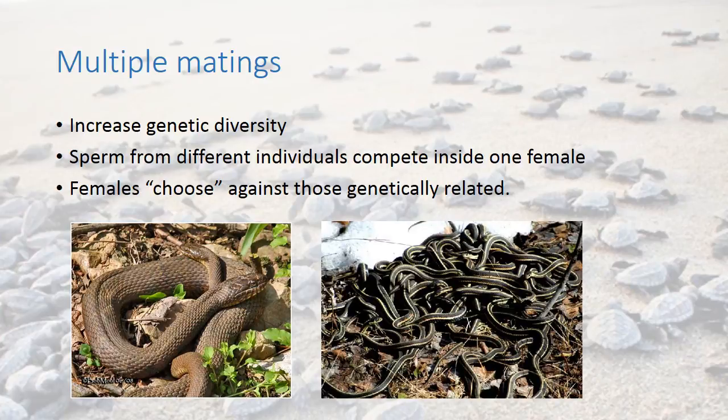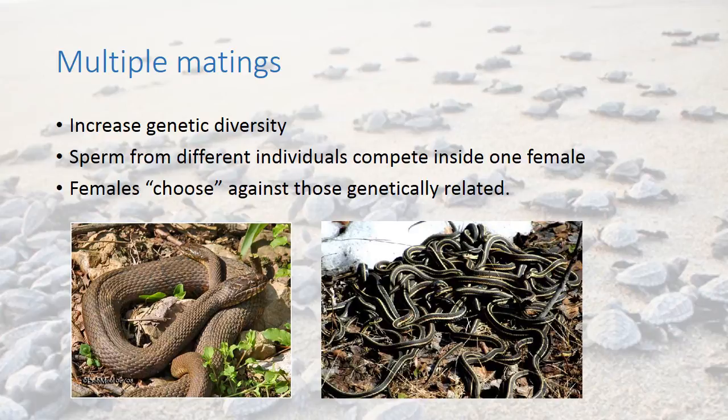In a lot of reptiles there's multiple matings, and the point of that is to increase genetic diversity. So sometimes in a clutch of eggs, there'll be multiple fathers in that clutch of eggs, so multiple matings occurred, and sperm from different males was successful.